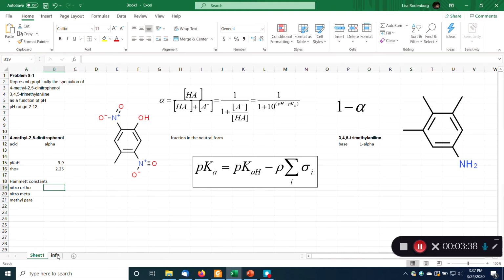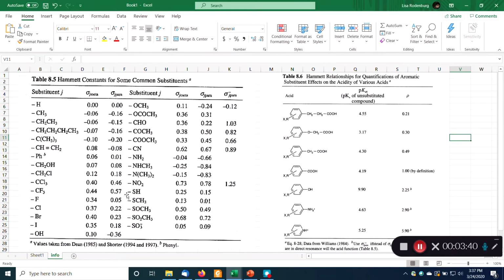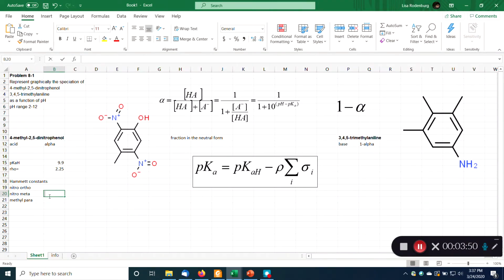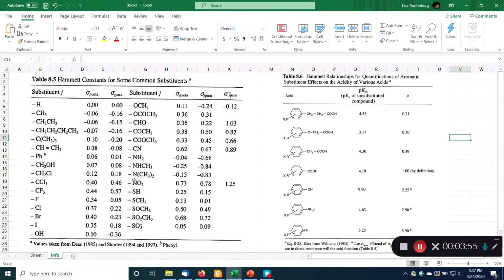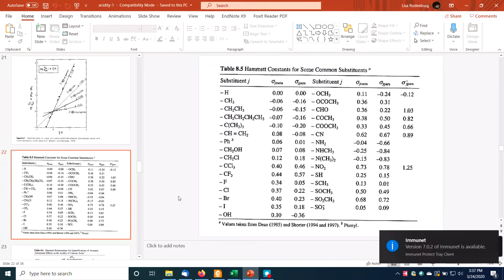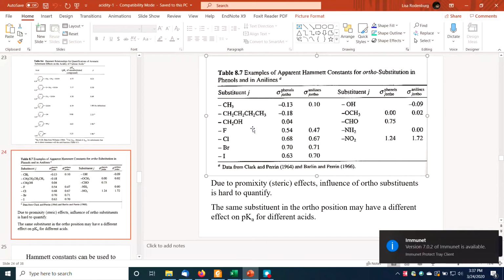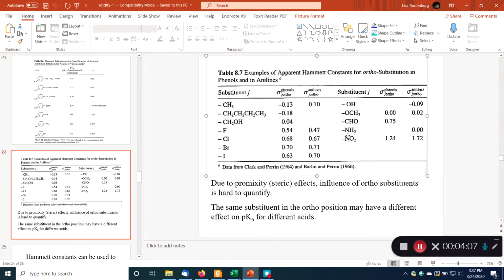So these are the Hammett constants that we need. So we're going to look them up over here. Our nitro group, where's nitro? Here's nitro. In the meta position, it's 0.73. So nitro meta 0.73, and then nitro in the ortho position. Here's nitro in the, oh, wait a minute, we don't have the ortho position. What are we going to do? We need to go to this table, and here's our nitro for phenols in the ortho position. Our value is 1.24.